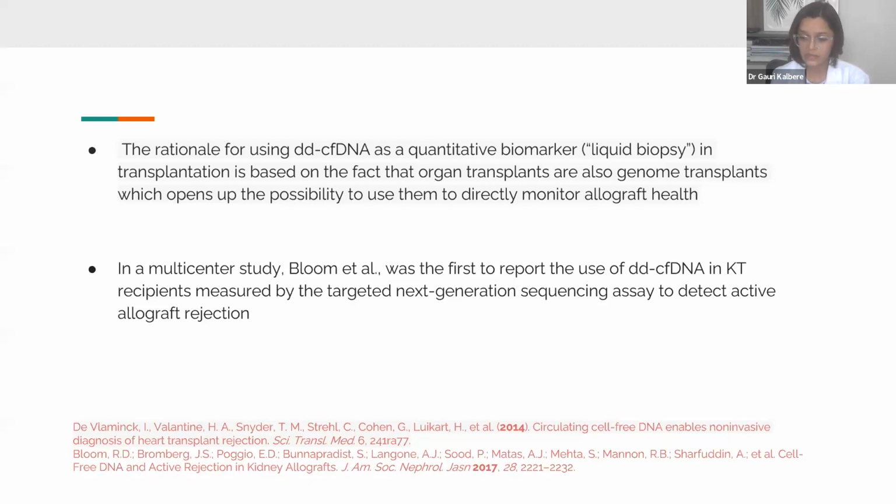So to study this matter, we'll go briefly and see a few other trials which were first initiated on this premise. We have the Sentinel trial, which is the DART study, Bloom et al., which was published in the Journal of the American Society of Nephrology in 2017, in which they reported use of donor-derived cell-free DNA in transplant recipients, which was measured by a targeted next-generation sequencing assay.